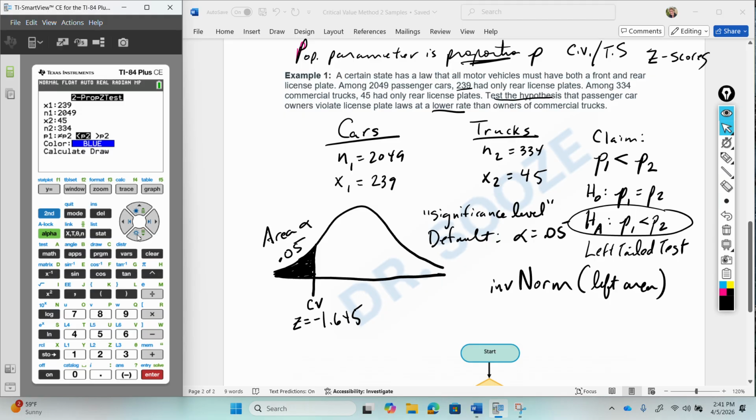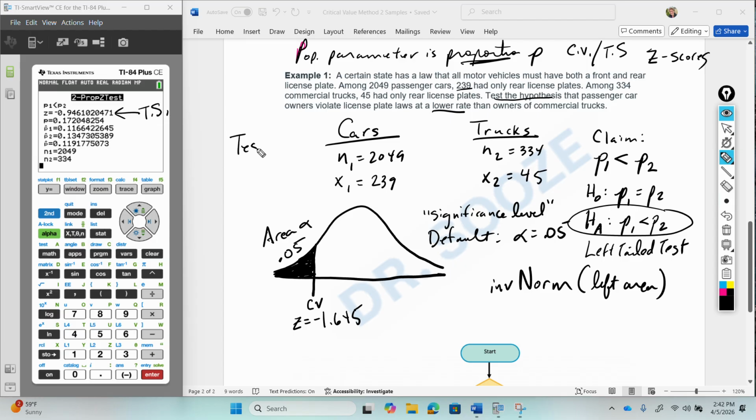And then I come down here to calculate. This is how I'm going to get the test statistic. Yes, there is a formula you can use, but it's horrible. And why use a horrible formula when you're allowed, well, the university I teach at expects you to be able to do this with calculators. This is your test statistic.